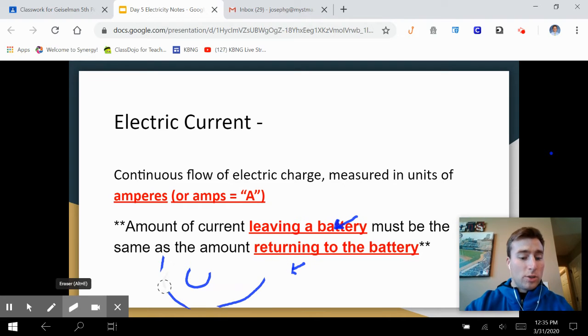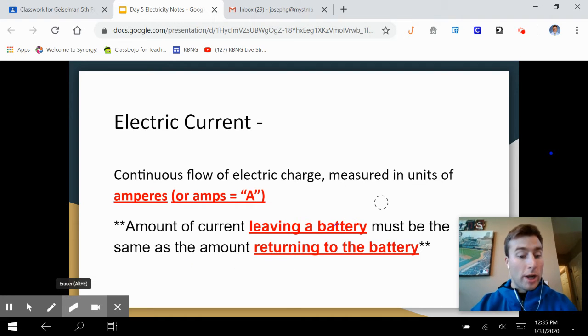Electrical current is the continuous flow of electrons or electrical charge. We measure current in something called amps or amperes. That's how much current is flowing, or how many electrons are flowing throughout a circuit. The amount of current leaving a battery must be the same as the amount coming back in. So throughout a whole circuit, it cannot have more current leaving a battery than coming back in. So it all has to be the same.